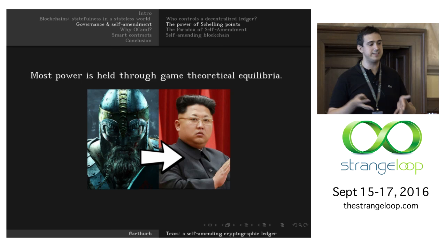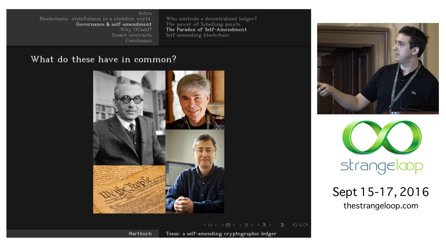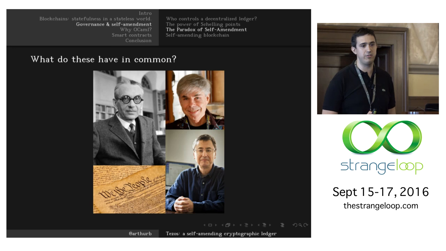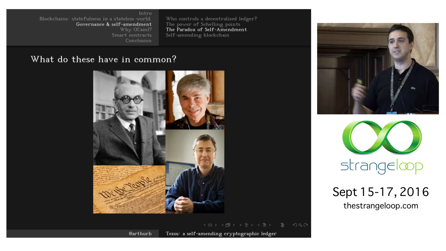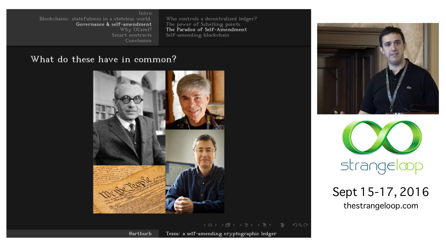Okay, so what do these people have in common? We have here Gödel, we have Douglas Hofstadter, and we have Peter Suber and the US Constitution. So what's the common thread? Well, we have Gödel, who became a US citizen, and when he became a US citizen, he was convinced he found a flaw in the US Constitution, and he really, really wanted to bring it to the attention of the people holding the ceremony to swear him in. And he was convinced not to. And the flaw probably had to do with some of the self-amendment property of the Constitution, where you could take the Constitution and make amendments that would turn it into a dictatorship.